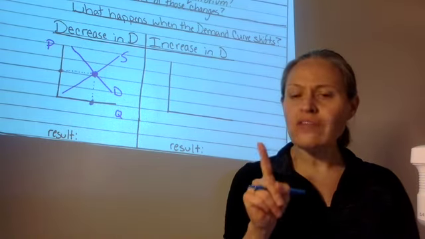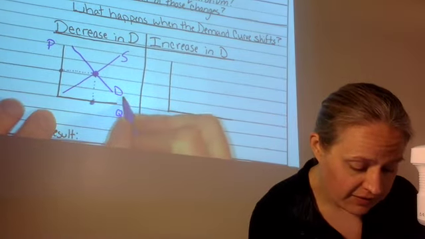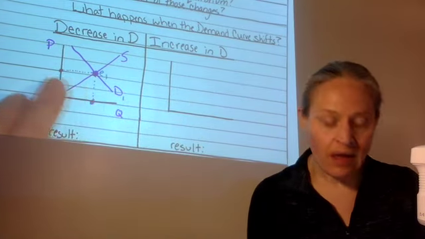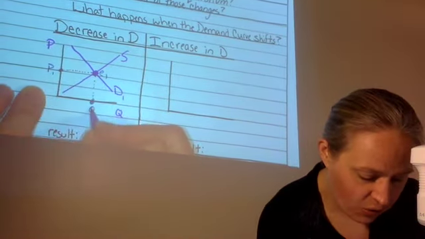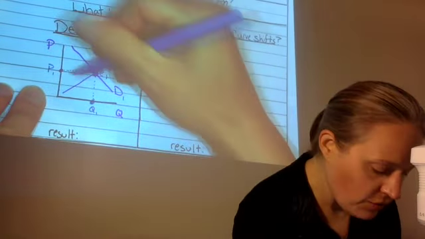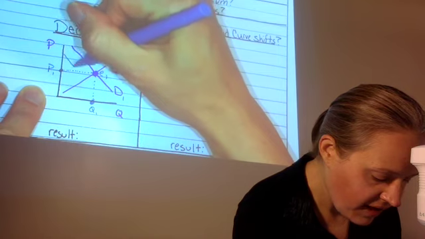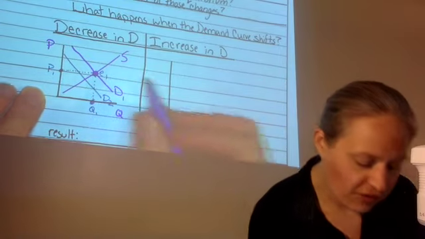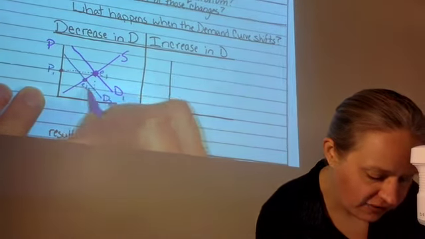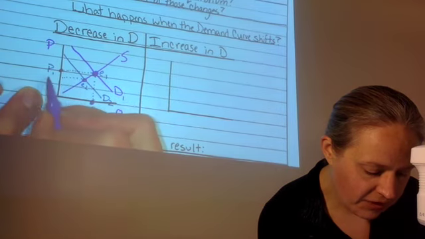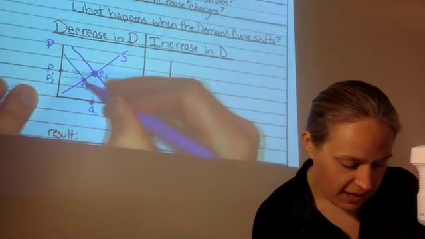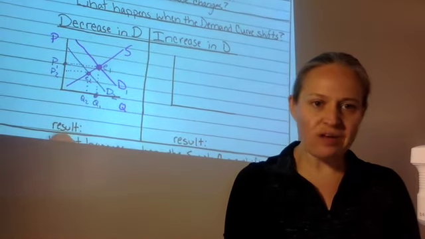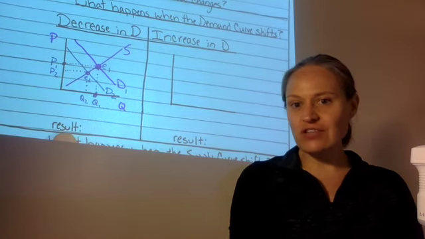We're going to call our old demand curve, or our first demand curve, D1, which means that now we have an equilibrium point 1, and we have a price 1, and we have a quantity 1. And then our new demand curve to the left of our old demand curve is going to be demand curve 2, or D2. So now we have a new equilibrium point, E2. We have a new price, P2, and we have a new quantity, Q2. And then it says here, result.